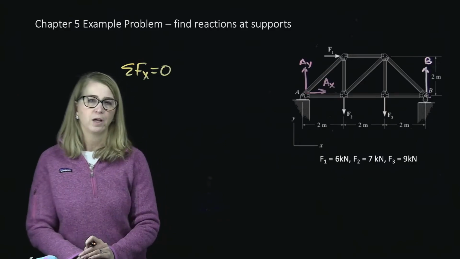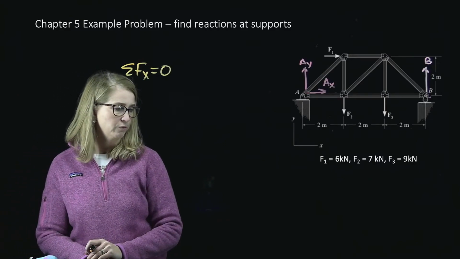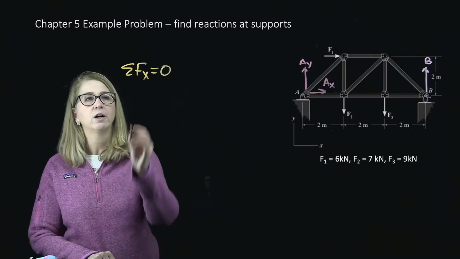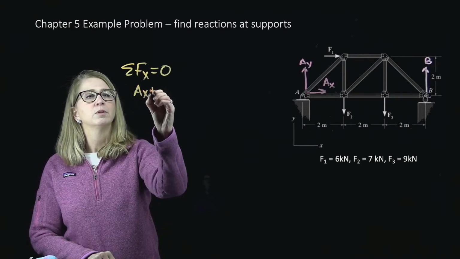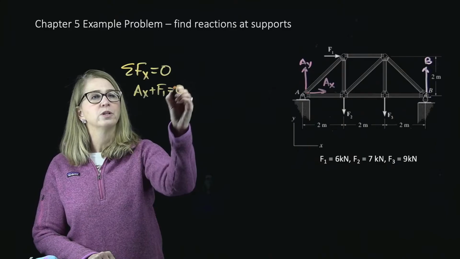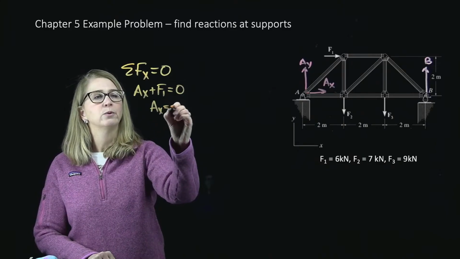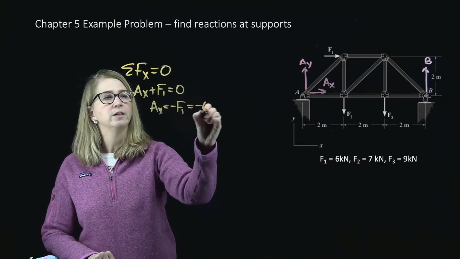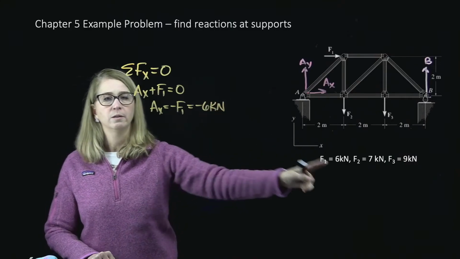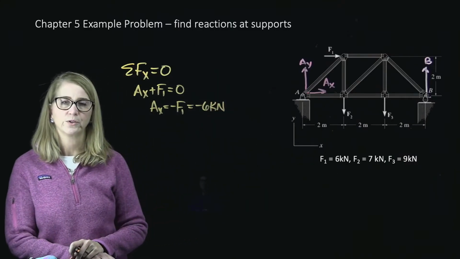So I'm going to first apply conditions of equilibrium. The sum of the forces in the x direction are 0. I have AX plus F1 equals 0. AX is equal to minus F1, which is equal to minus 6 kilonewtons. Here's the values for the three forces there.